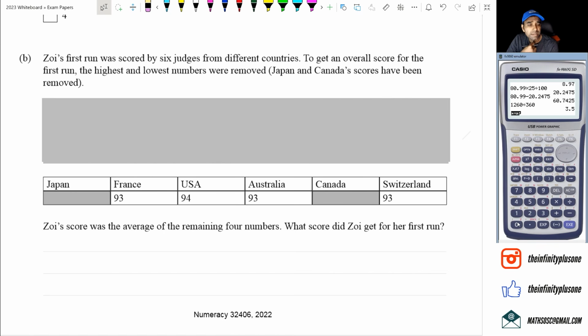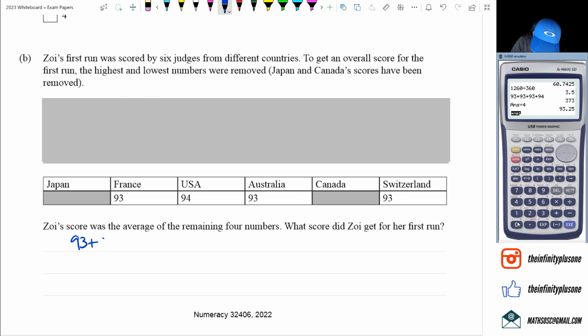Okay, next question here. What we've got is Zoe's first round, overall score, removed, average of the remaining four numbers. So we've got four numbers, and we've got to actually work out the average, guys. So all we're going to do is add the four numbers together, which is this, and divide it by the number, which is 93.25. So we can just put that there, total.